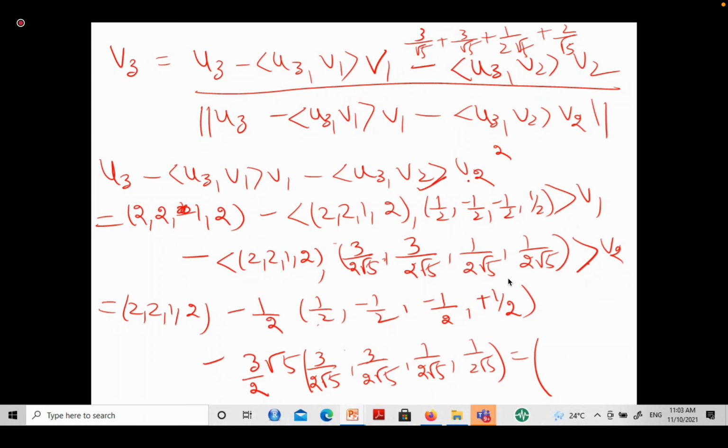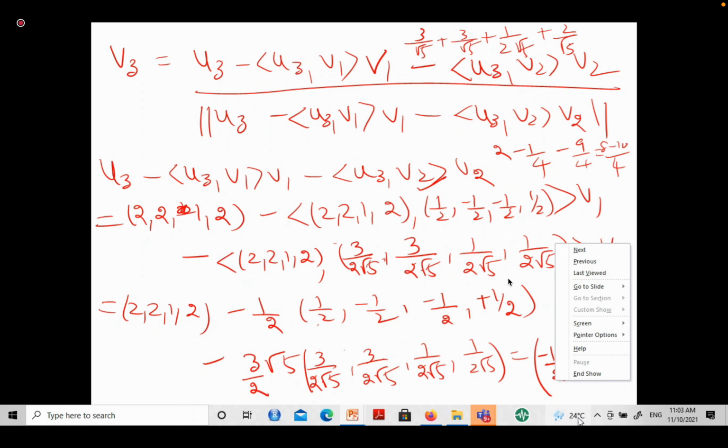2 minus 1 by 4. Root 5 cancels, minus 9 by 4. Minus 2 by 4, minus 1 by 2. Okay, similarly evaluate the other three terms. Please do it.